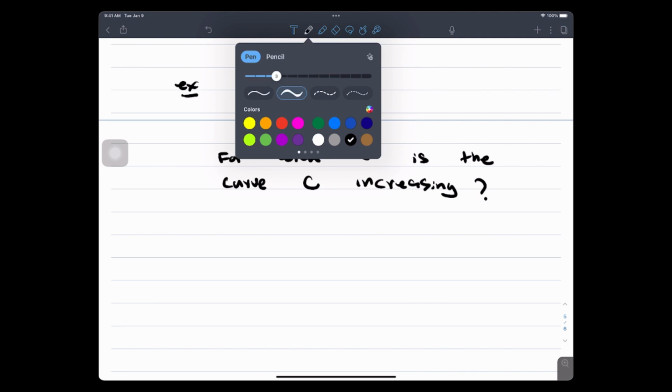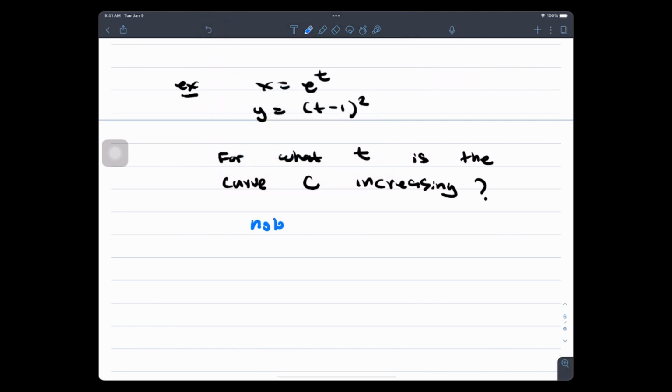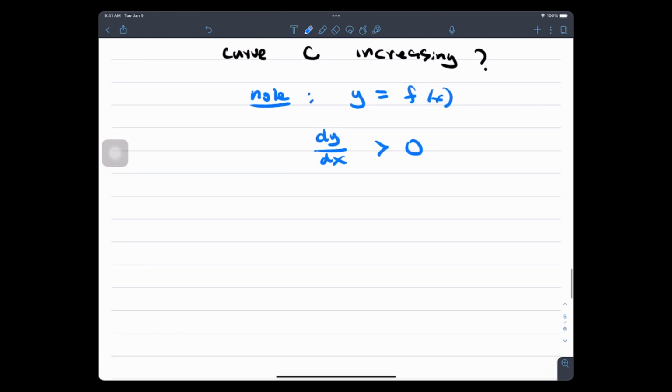Now, I just want you guys to note something here. You say, what do you mean the curve? Well, if they say y is f of x, that's a different f. They're really asking where dy dx is positive. But it's in terms of your parameter value now. It's not an interval of x. It's a parameter t. Where's the function increasing? The function is represented by the curve.